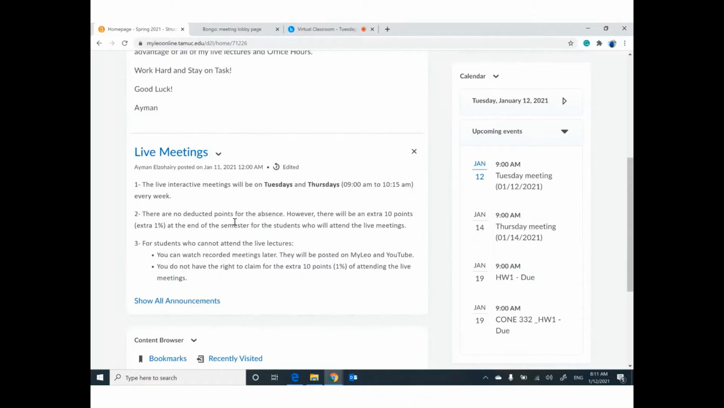However, if you attend the live meeting, you can get the extra 1%. I'm telling you, 1% by the end of the semester will be added to your final grade. One more time, attendance is optional. However, if you attend the live meeting every week from 9 to 10:15 Tuesdays and Thursdays, you can get extra 1%.